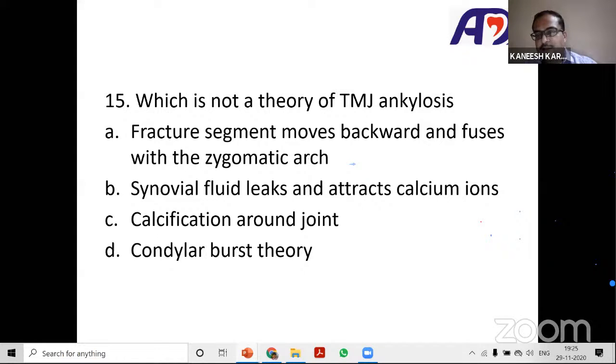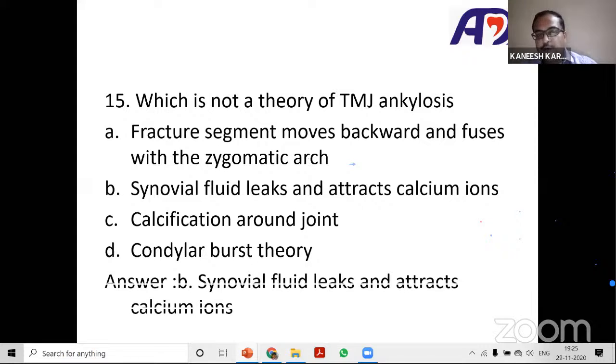Okay, I can see multiple responses. The answer is synovial fluid leaks and attracts calcium ions. Okay.